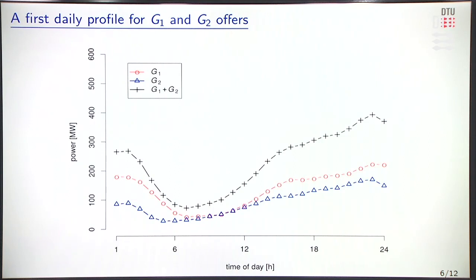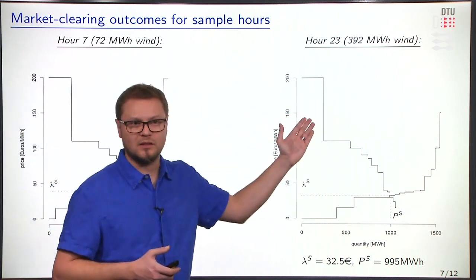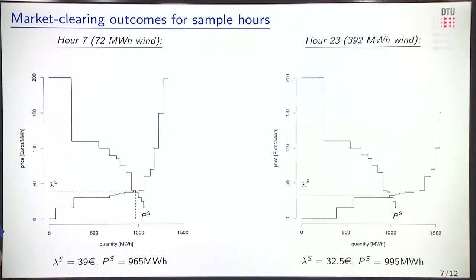Let's focus on the first daily profile for G1 and G2 offers. So these are the forecasts that they're going to use to offer in the market. You see here the forecast for G1 in red with circles, the forecast for G2 in blue with triangles, and here the total of the two in black with crosses. We will then focus on specific hours with lower and higher wind power generation being predicted, and these would be the results. So at hour 7, there is fairly low wind that enters the market, only 72 megawatt hours, and then at hour 23, we have much more wind with 392 megawatt hour if you take the total of the two. Remember the reference market price we had before, 37.5.